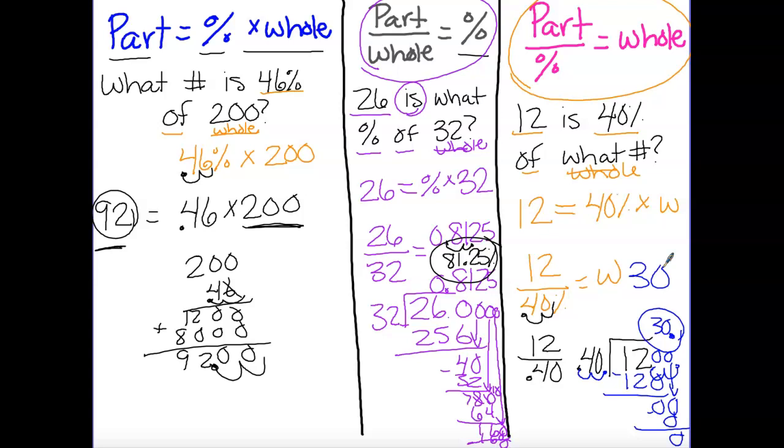These were just 3 examples that I chose to show each type: when we're missing the part, when we're missing the percent, and when we're missing the whole, and how we can solve each type of equation.